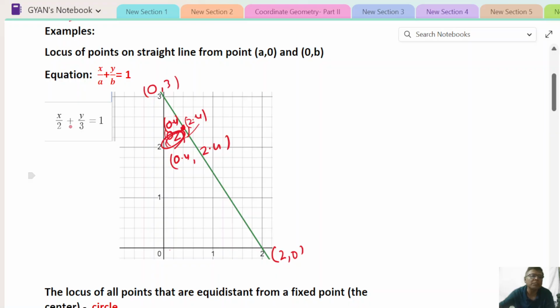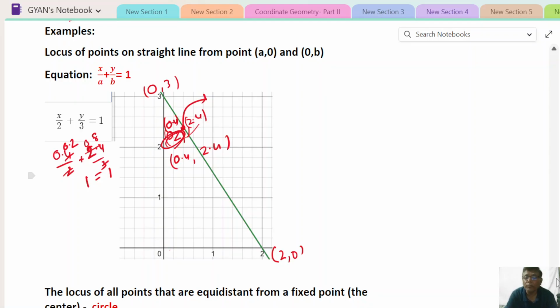So this should satisfy this equation. Put there 0.4 divided by 2 plus 2.4 divided by 3. So this is 0.2 and this is 0.8. So that is equal to 1. So this point is satisfying this equation.